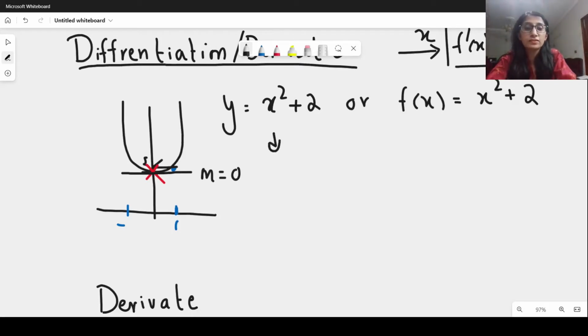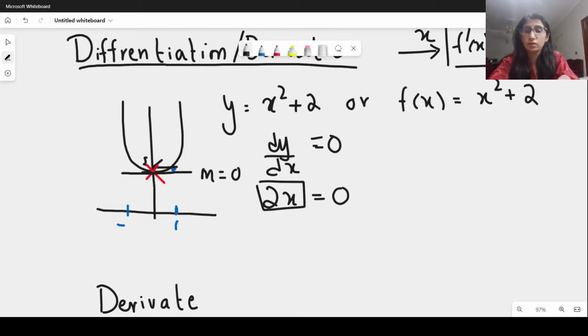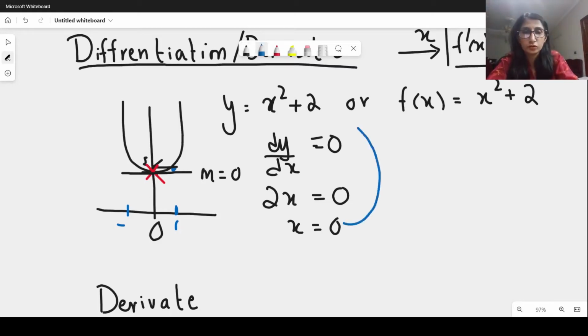If gradient is 0, that means dy over dx equals 0. So what you'll do, you'll write 2x equals 0. Again, we'll learn how to change this into 2x. How does the derivative of x squared plus 2 equal 2x? We'll learn that shortly. Anyway, you equate it to 0, then you get x equals 0. So that's the value of x here. Now what's the corresponding value of y here? You simply substitute x equals 0 here, which gives you 0 squared plus 2. So y equals 2. So the coordinates of the turning point are (0, 2).